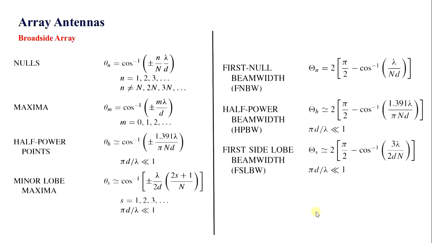These are the equations for finding the null, maxima, half power points, minor lobe maxima, first null beamwidth, half power beamwidth and first side lobe beamwidth. Following these formulas, we can find all these values and we can plot the radiation pattern.